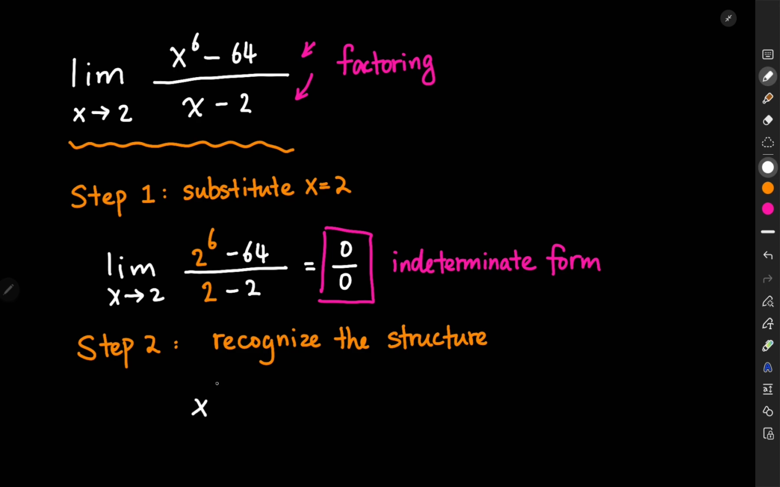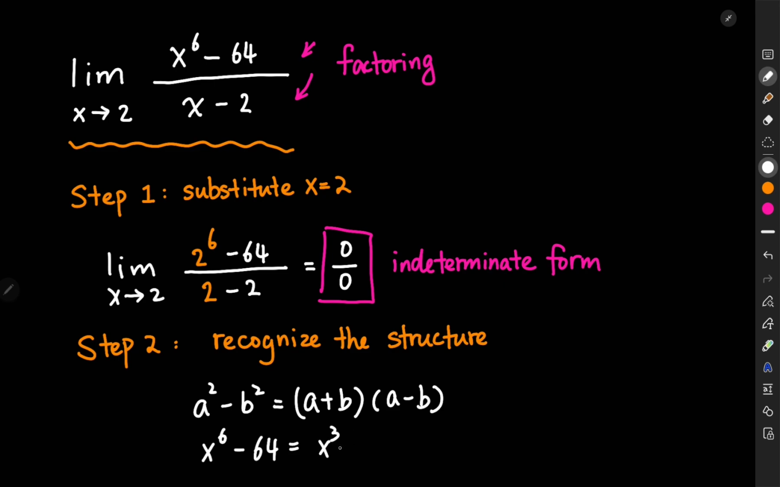Here we have x to the 6th power minus 64. We're going to use the classic equation here, a squared minus b squared is equal to a plus b times a minus b. So x to the 6th power minus 64 is going to give us x to the 3rd power plus 8 times x to the 3rd power minus 8.